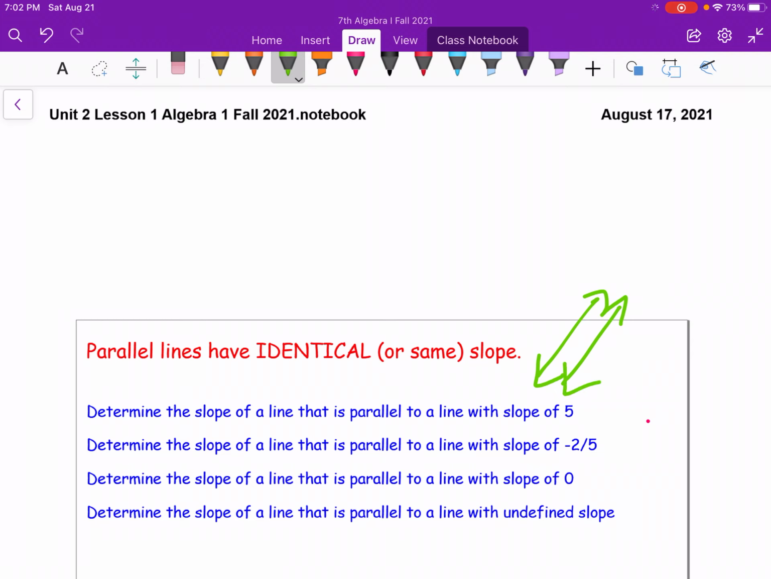So this first thing says determine the slope of a line that's parallel to a line with a slope of 5. Well, if it has a slope of 5, the parallel slope would also be 5. A line parallel to a line with a slope of -2/5 would also have a slope of -2/5. Parallel to a line with a slope of 0 would also have a slope of 0. And parallel to a line with an undefined slope would also be undefined. They're going to have the exact same slope if they're parallel.